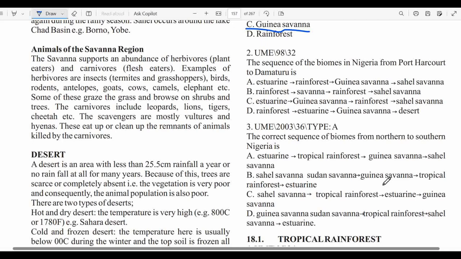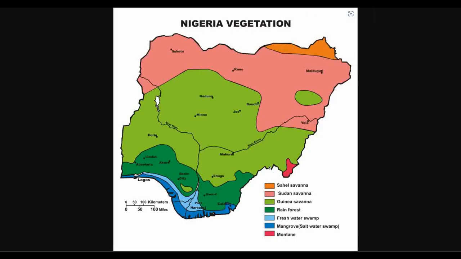The next question says, the sequence of the biomes in Nigeria from Port Harcourt to Damaturu. Damaturu is the capital of Yobe State, and Port Harcourt is the capital of Rivers State. So if you are traveling from there to Yobe State, what is the biome going to look like? Traveling from Port Harcourt here, which is a freshwater swamp, you're going to the Sahel Savannah here. Another word for our mangrove or swamp is the estuarine, right? So you're traveling from the estuarine, according to the question, down to the Sahel.